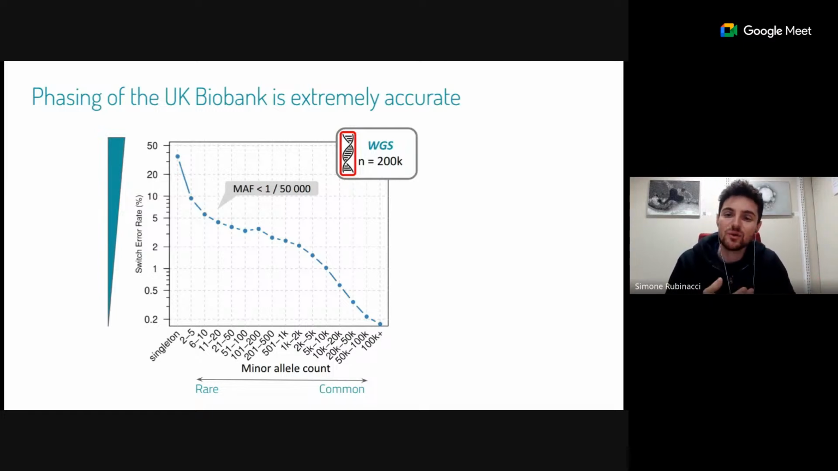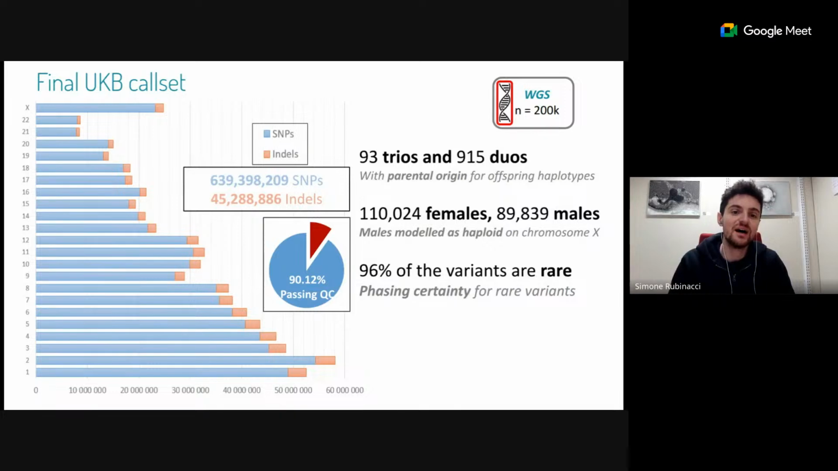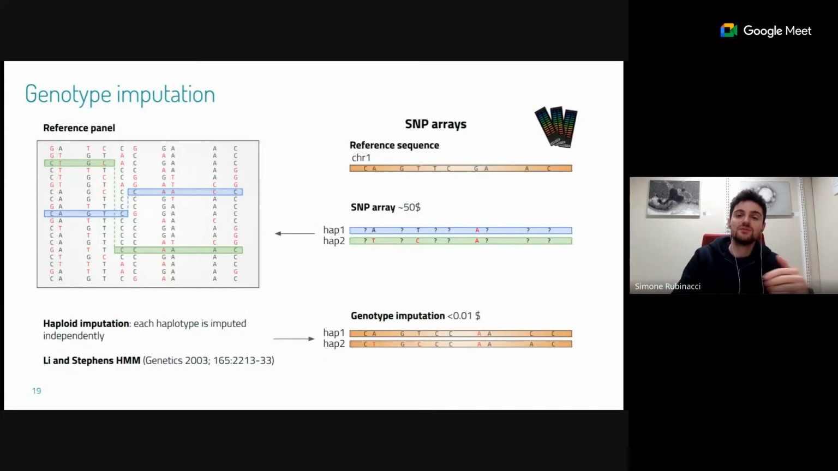So we are getting to a point where phasing errors and genotyping errors start to be indistinguishable with these very large population-based efforts. So at the end, we generated a final cohort containing 200,000 individuals and around 700 million variants, all phased. Now that we have this very large cohort, it would be interesting to know what we can do with this. There are a very large amount of things we can look at.